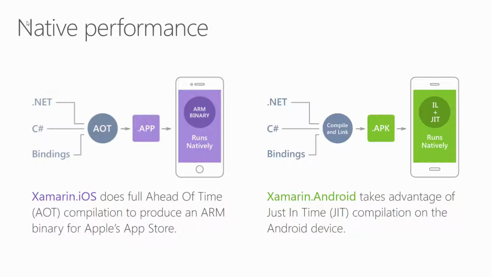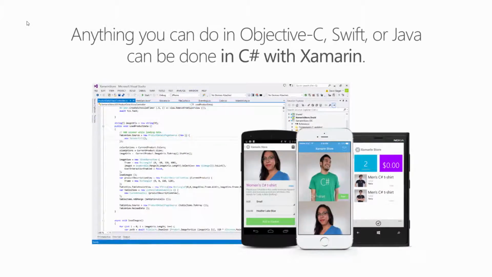So you get all that C#, all that .NET goodness combined with all the APIs in iOS and Android. So truly anything that you could do in Objective-C, Swift, or Java, you can do in C# with Xamarin. Every single thing, including all the other platforms like I've been mentioning: tvOS, watchOS, Android Wear, any of them, you have access to all the APIs.